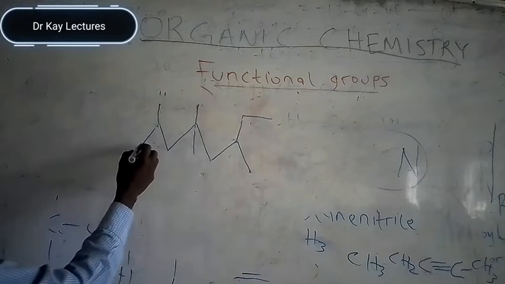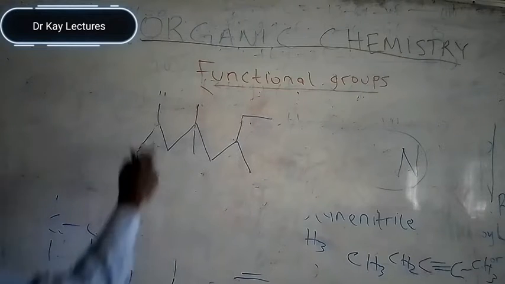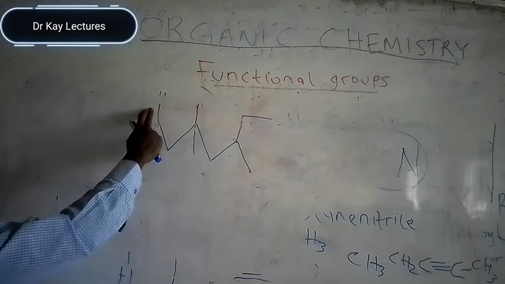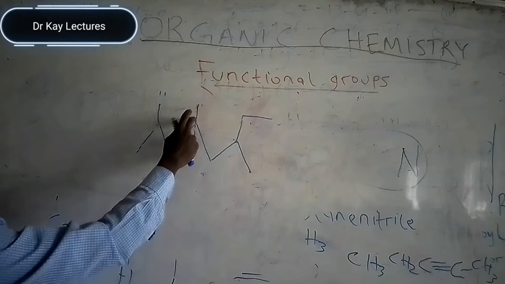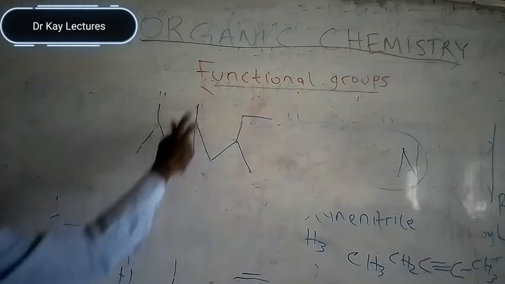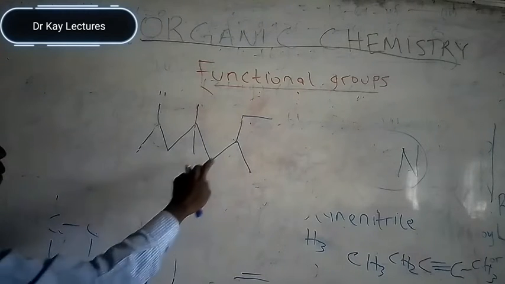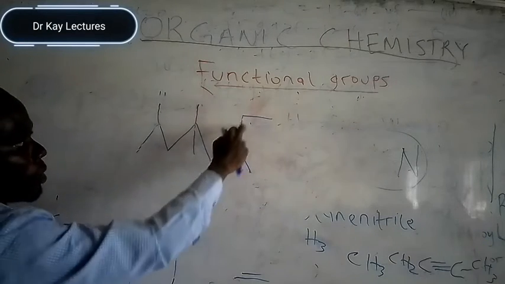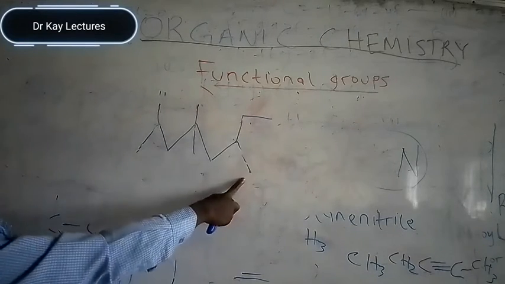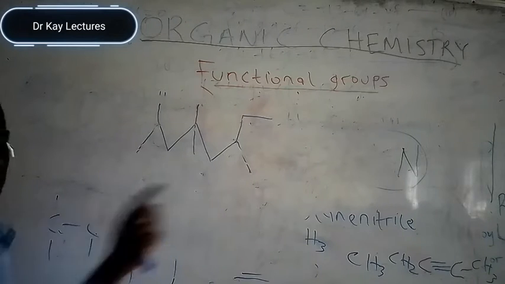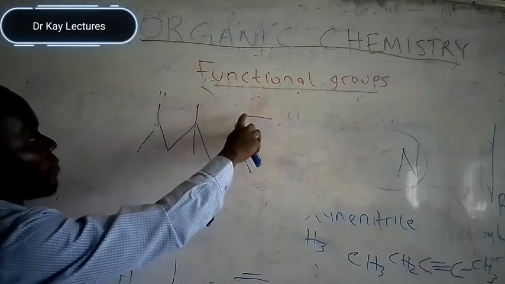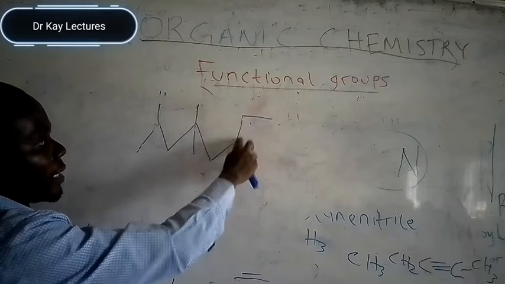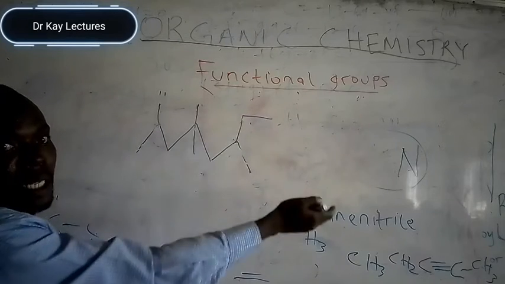So if we have to name that, we say 1, 2. This methyl. 3, 4. Another methyl up here. Another methyl down. 5, 6. So at the 6th one, we have another methyl. I hope you are following me. Then 7, 8. So that's complete.